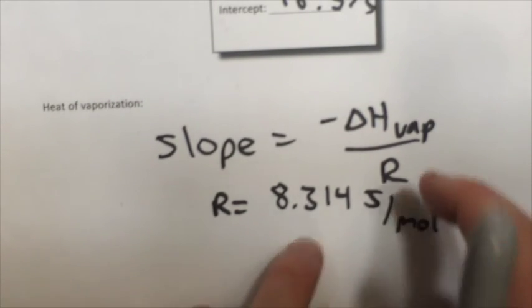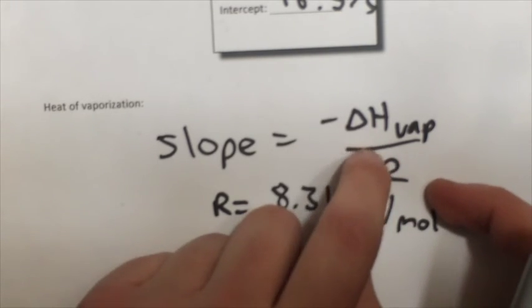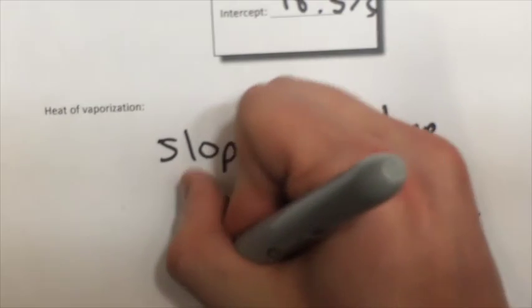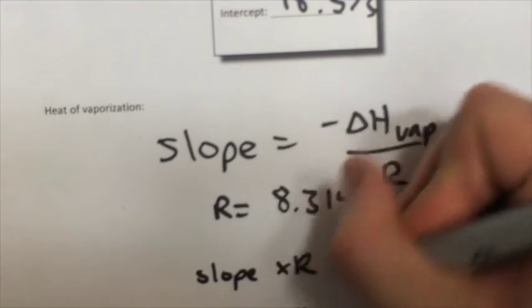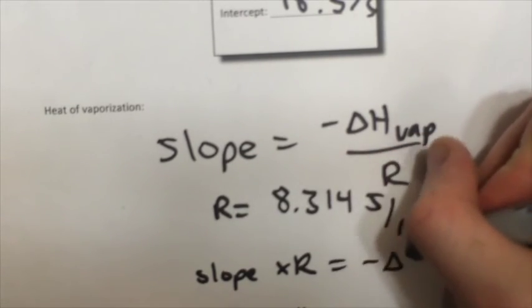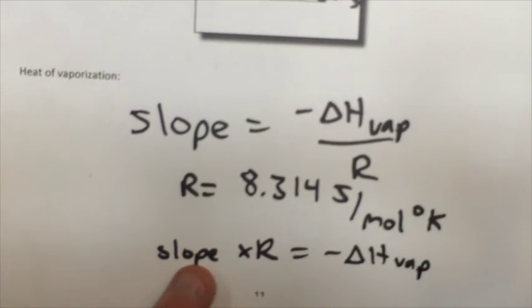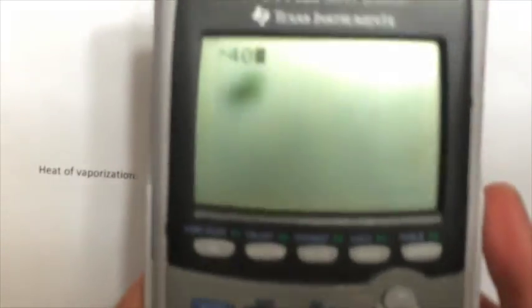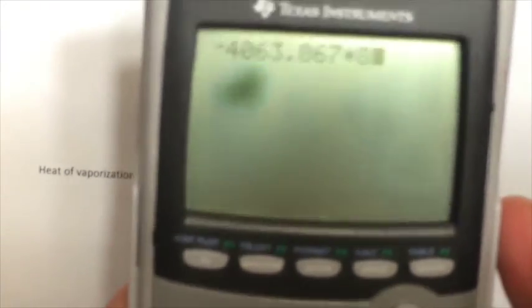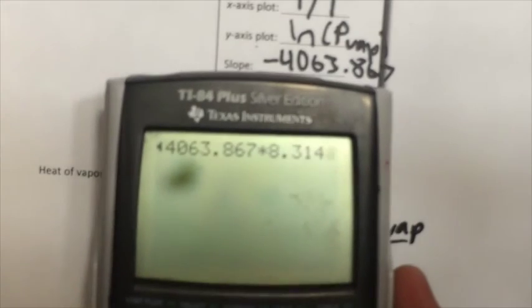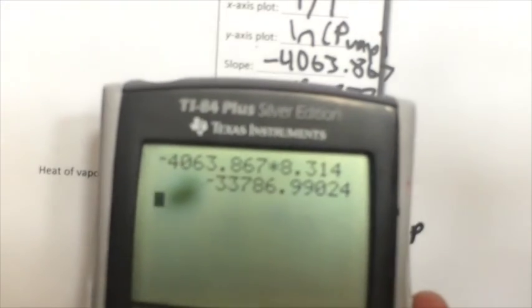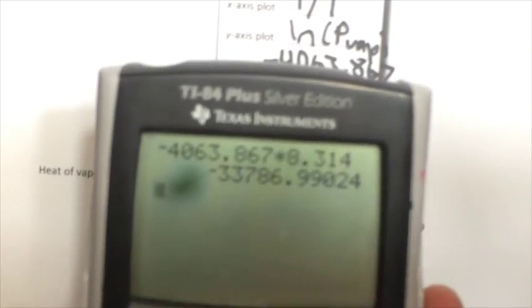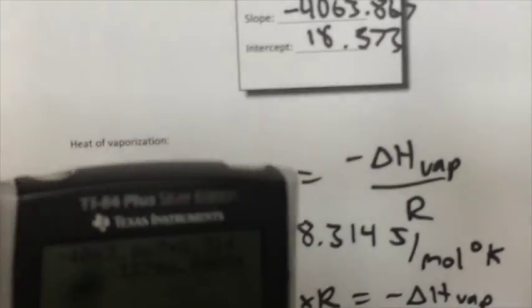So if we use algebra, if we multiplied this R over, so if we did the slope times the R, that would be equal to the negative delta H of vaporization. Okay? So we said the slope was equal to negative 4,063.867, and the R is equal to 8.314. All right? So we get negative 33,786.9. So we'll just say 87.